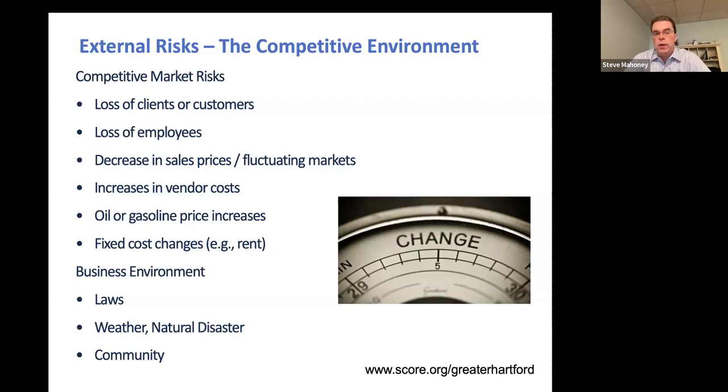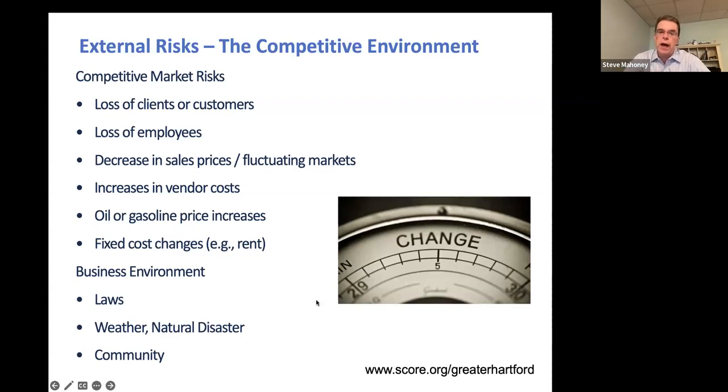And then the other possibility as it relates to your cost structure in the competitive environment is any impacts on your fixed costs. If you've got a lease and all of a sudden your rent's going to go up because your landlord needs to pass along a rent increase, that's going to have an impact on your financials. So how do you plan for that?